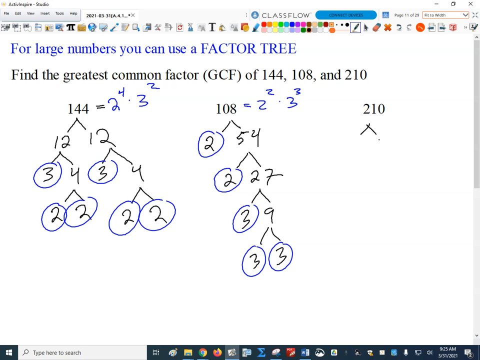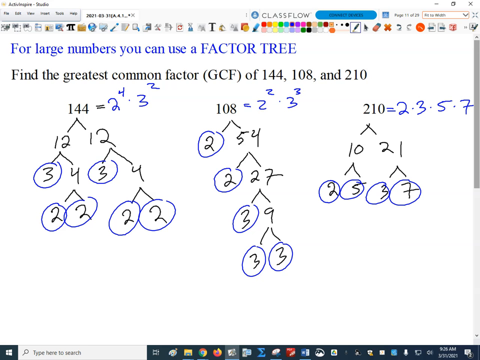Now this one ends in a 0, so what's probably a really good one to do? 10, there you go, right? So we could do something like 10 and 21. 10 is 2 and 5, right? Those are prime. 21 is 3 and 7, and those are prime. So on that one, we got kind of weird, different prime factors. So we get 2 times 3 times 5 times 7.